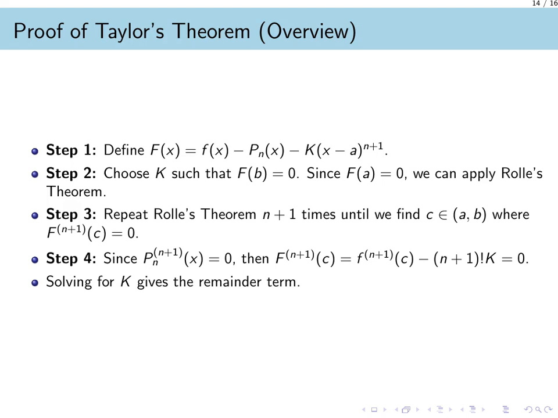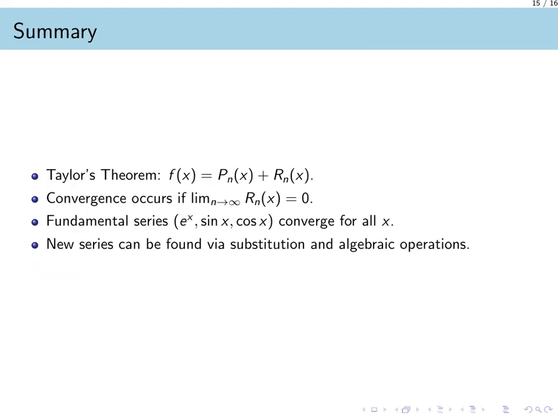The final step is to apply Rolle's theorem repeatedly. We start with F of x, then apply it to its derivative F prime of x, and so on, all the way up to the nth derivative. This chain of applications will ultimately reveal the value of k, which leads directly to the formula for the remainder term. We will now use Rolle's theorem repeatedly to find the value of our constant k, which completes the proof for the remainder term.